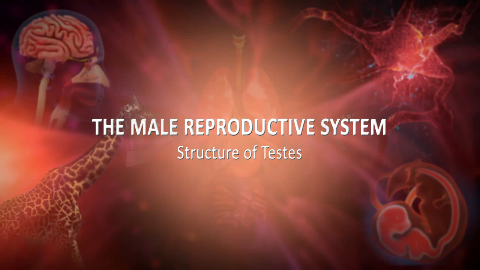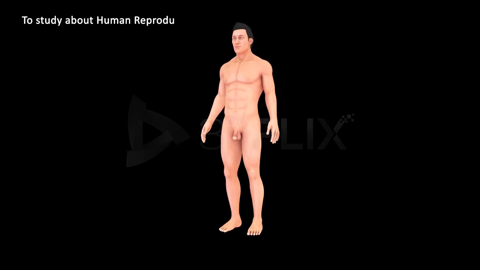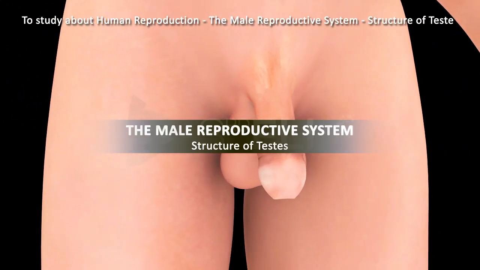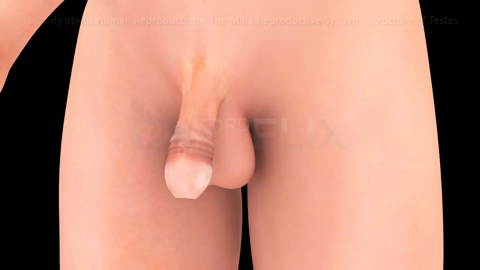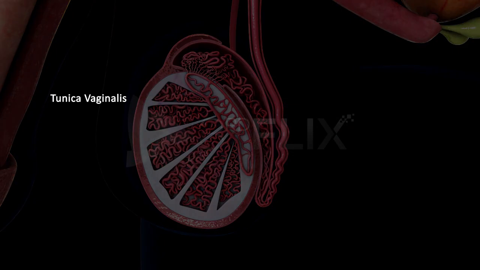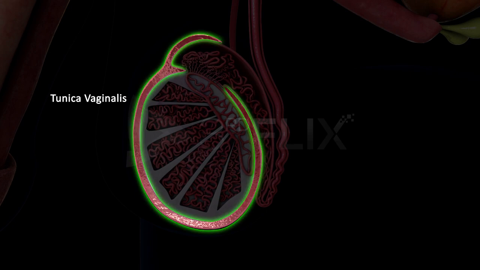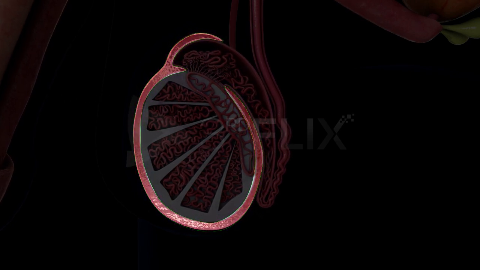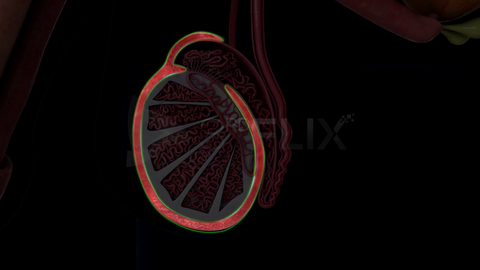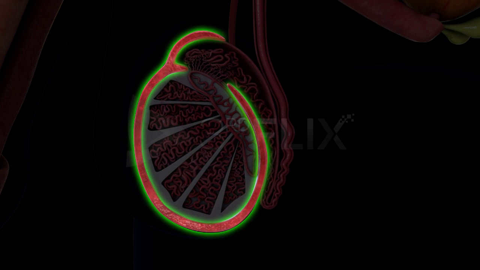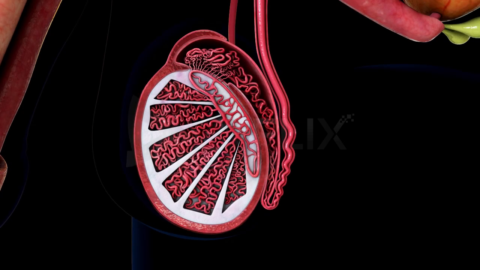Objective: to study about human reproduction, the male reproductive system, structure of testes. The testes is covered by the tunica vaginalis. It is a two-layered pouch of serous membrane. These are the peritoneal layers. They enclose the coelomic space filled with coelomic fluid. This allows sliding movement of the testes.